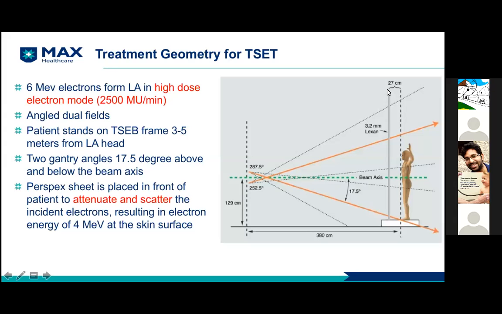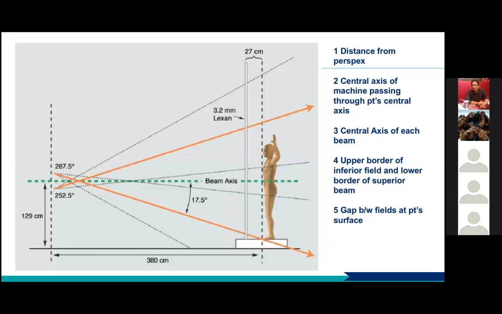And then there is a perspex sheet. This is the perspex sheet, which is placed in front of the patient. The aim of placing this perspex sheet is to attenuate as well as scatter the incident electrons so that 4 MeV electrons reach the skin surface. Please listen to this carefully. I will explain this diagram.